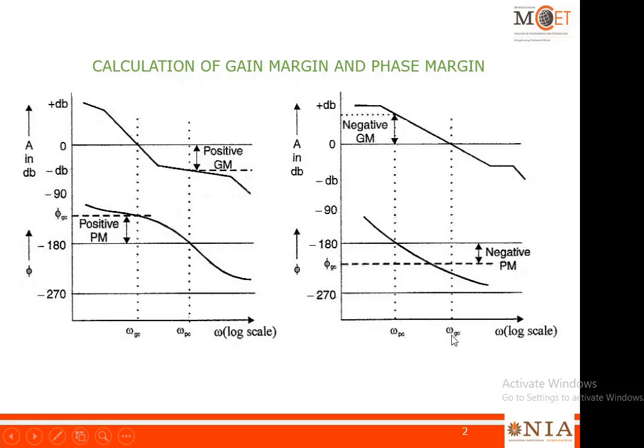I repeat once again: from the gain crossover frequency, draw a line to the phase plot. It hits here. The corresponding phase has to be noted at this point. If it is minus 220, add it with 180 degrees and you will get the phase margin. So with this knowledge, let us move on to a particular problem.